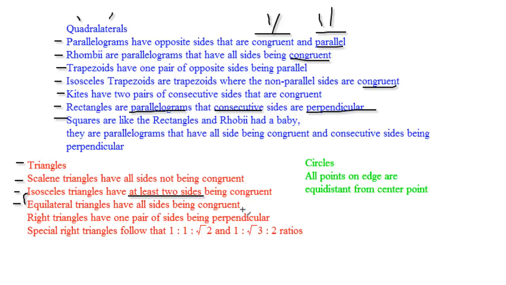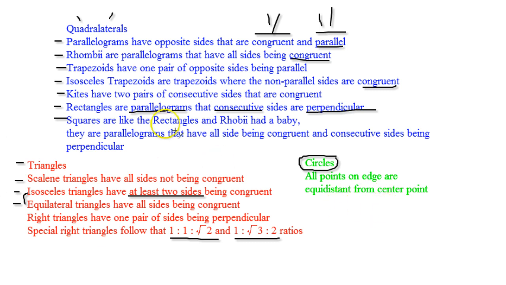Okay? Now, a right triangle has one pair of sides being perpendicular, and special right triangles follow that special 1 to 1 to root 2 ratio and the 1 to root 3 to 2 ratio. Okay, so this would be an isosceles right triangle, and then this would be a 30, 60, 90 triangle. Okay, now circles, pretty simple. All points on the edge are equidistant from the center. So if you were to test any point on the circle and then test the distance with the center point, they would all be the same.